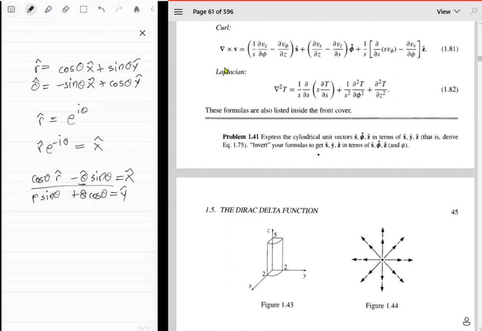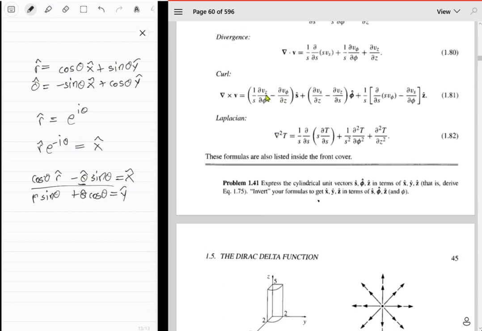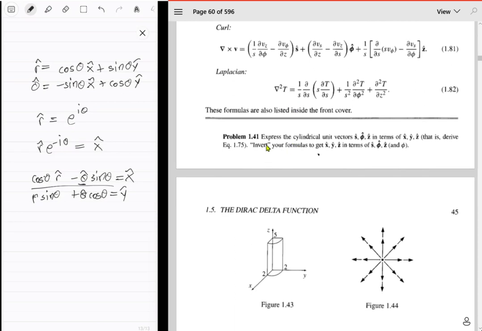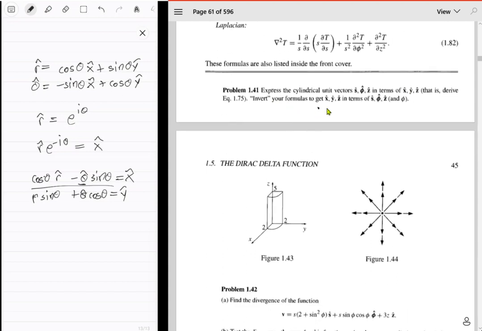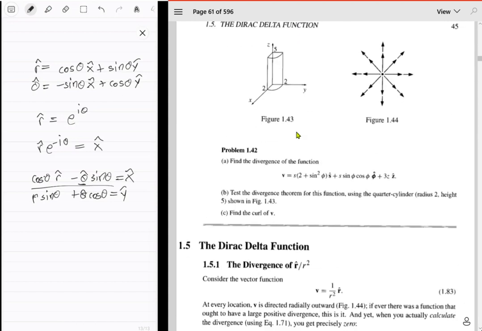Right. What do you have? Laplacian. Okay. Wait, what was I doing? Oh yeah, I was doing problems. Express the cylindrical unit vectors in terms of x hat, y hat, z hat, and invert your formula to get x hat, y hat, z hat in terms of these.